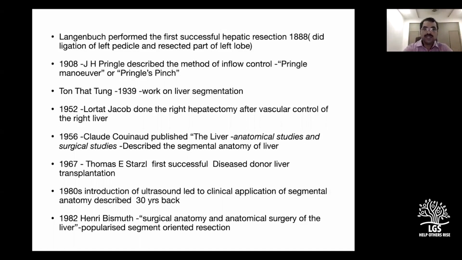In 1952, Lortat-Jacob identified the method of clamping the pedicle to a lobe, and he did the right hepatectomy after vascular control of the right liver. In 1956, Couinaud published his detailed study on the anatomy of the liver, including the segmental anatomy. Thomas Starzl did the first deceased donor transplantation in 1967, and there was tremendous improvement in the field of liver surgery, and hepatobiliary surgery became a separate specialty in most countries.